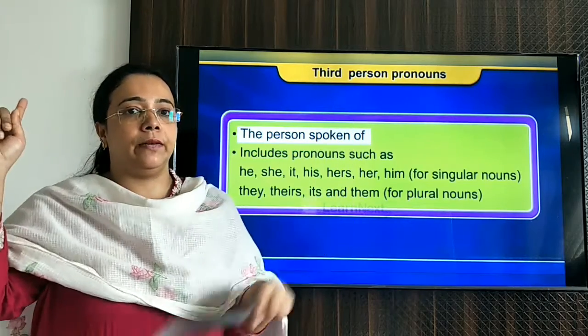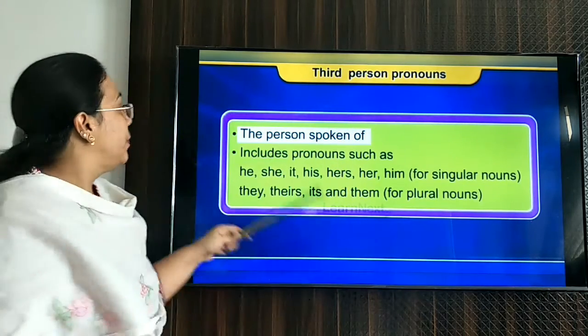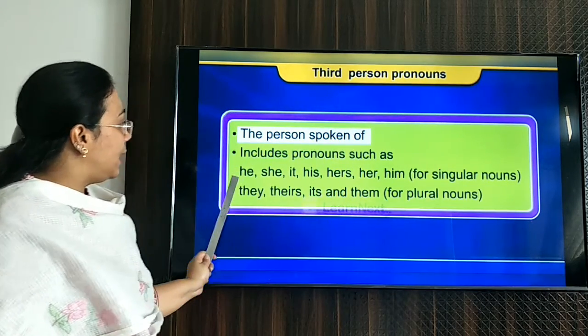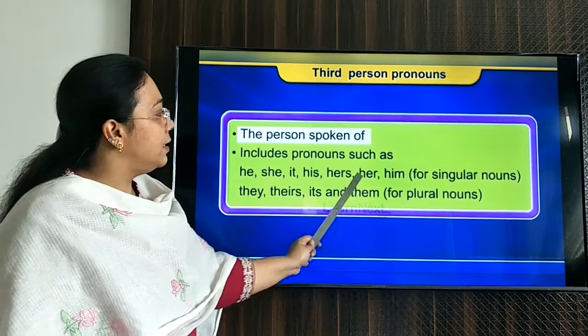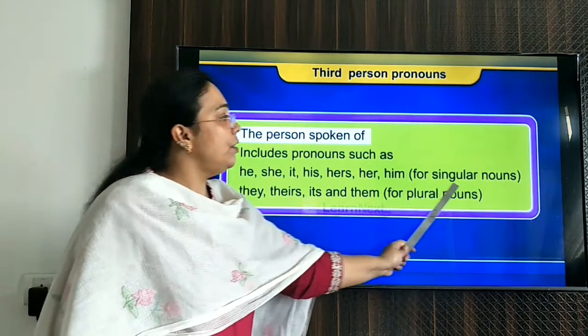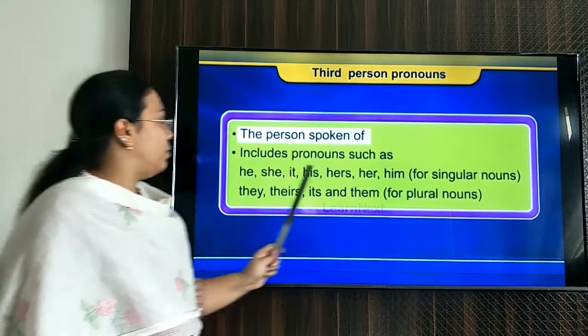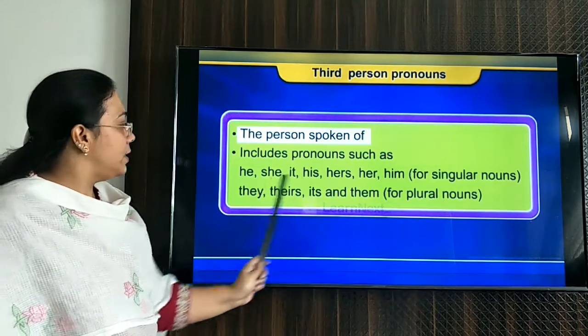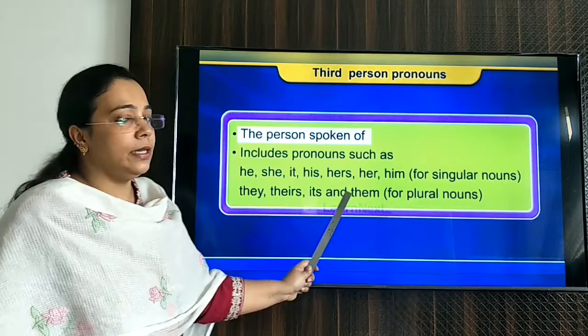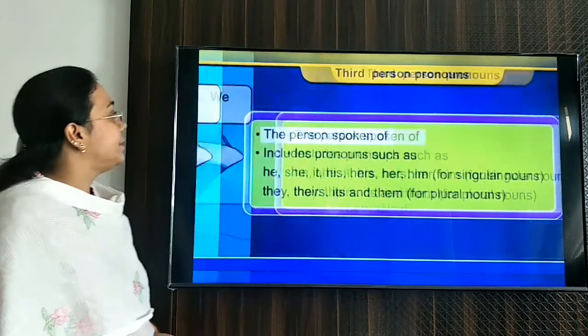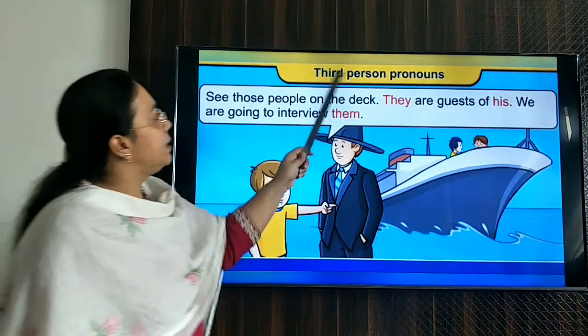Third person. The person spoken of. About whom are we talking? Spoken of. It includes pronouns such as he, she, it, his, hers, her, him for singular nouns. And for plural nouns, they, theirs, its, and them. Third person pronouns.